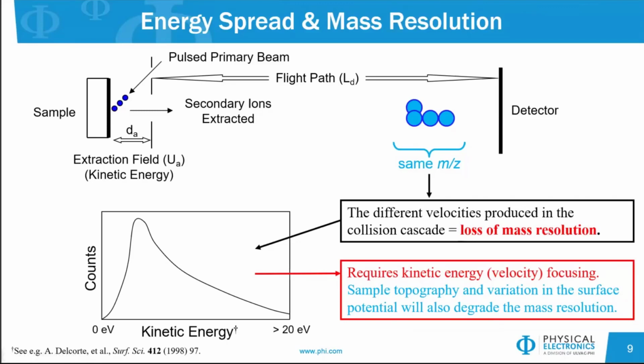Some other things that can cause a loss in mass resolution is topography. So you have the same ion coming off at different points in your sample, high and low, so it'll take different flight paths. And then also you can have charging, so different sample potentials will also degrade your mass resolution.